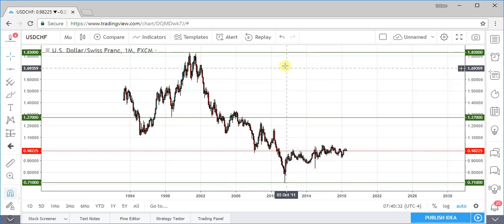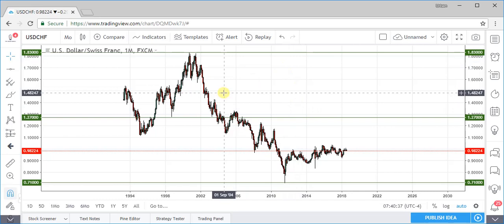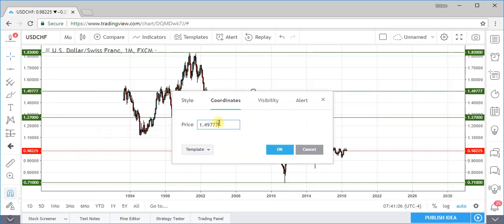So now let's take the midpoint from here to here. How do we do that? The same exact way. 1.83000 minus 1.27000 equals 0.56, divided by 2 equals 0.28, plus 1.2700 equals 1.55. So this next one goes here at 1.55.